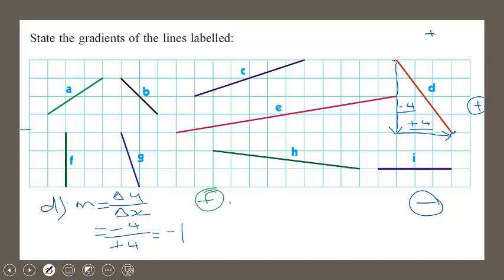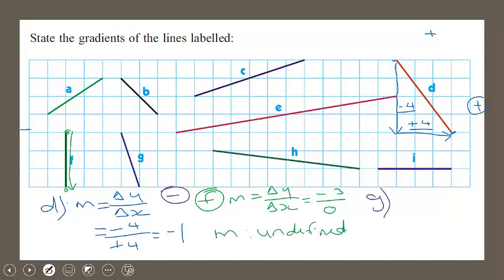Question F, m equals change in y over change in x. So for F, I'm going from here to there. I'm going 1, 2, 3 down. So my change in y is going to be minus 3 over, and I'm doing 0 left to right, so it's over 0. Now we know that if you put minus 3 over 0, or any number divided by 0, into your calculator, you will get an error message. So for F, m is undefined.